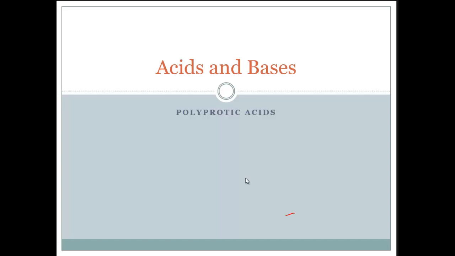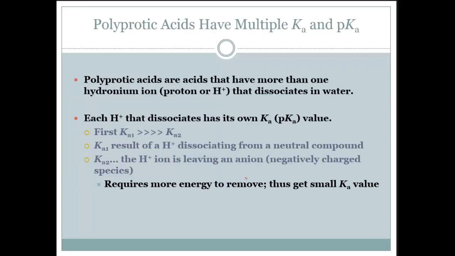In this tutorial, we will be discussing polyprotic acids. Polyprotic acids are acids that have more than one hydronium ion, proton or H+, that dissociates in water. Each H+ that dissociates has its own Ka and own pKa value.